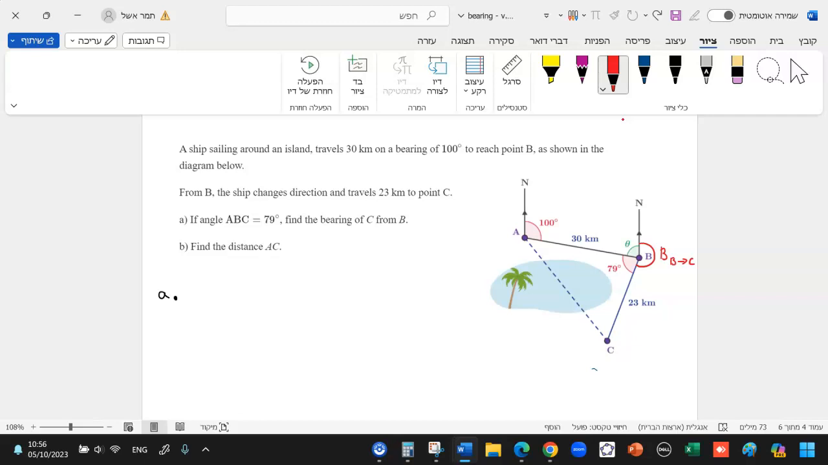We can see that this bearing equals 360 minus 79 degrees, which is given, and this angle theta. What is theta? Notice that these two lines are parallel, so theta plus 100 is 180. We can find theta by 180 minus 100. This is 80 degrees.